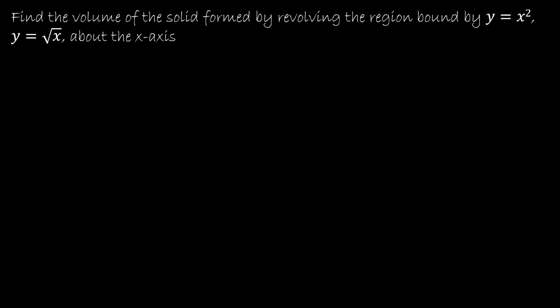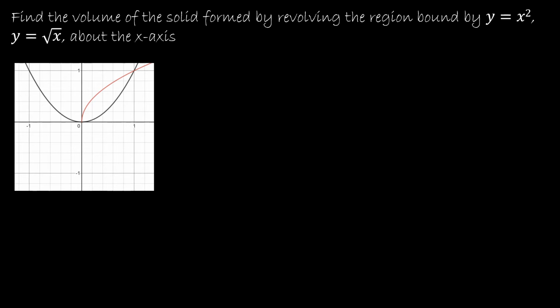We want to find the volume of the solid formed by revolving the region bound by y equals x squared, y equals radical x, about the x-axis. So again, first thing you need to do is graph those two functions so that you know what you're dealing with. So the region that we're talking about is this region right here. And again, what I want to do is think about what that would look like if I reflected it across the x-axis, and then simply make a solid.